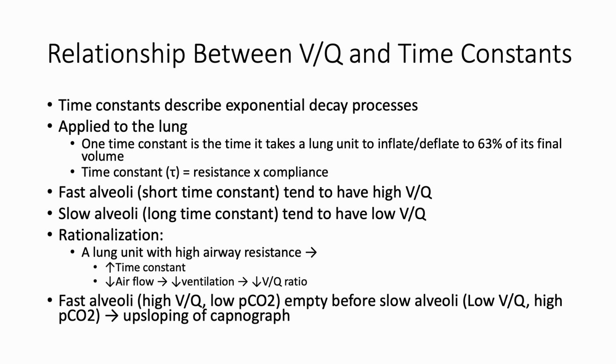The final step is to integrate this understanding. Since a fast alveolus will empty earlier than a slow alveolus, this means that high VQ lung units will empty before low VQ units. And high VQ units have a lower PCO2 in them, while low VQ units have a higher PCO2 in them. And this is why phase 3 of the capnograph is upsloping, because high VQ units are emptying earlier than low VQ units. And the sloping will be exacerbated if there's anything that increases the heterogeneity of the time constants.